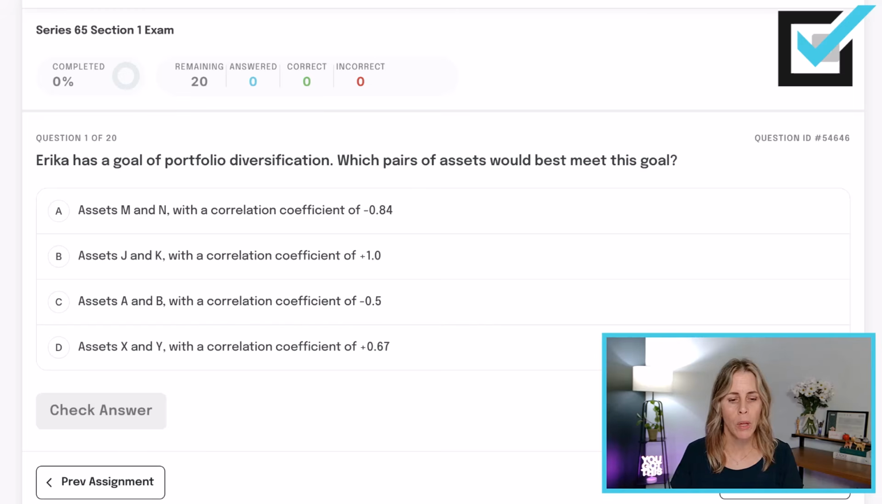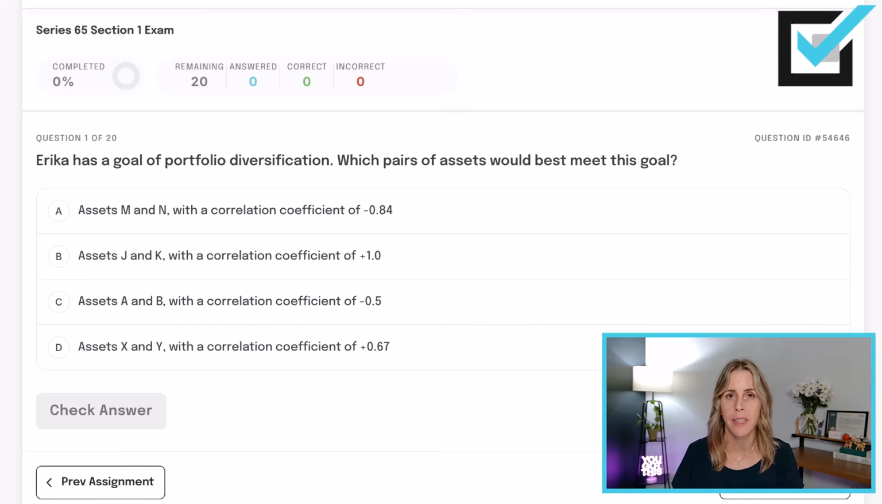Erica has a goal of portfolio diversification. Which pairs of assets would best meet this goal? Assets M and N with a correlation coefficient of negative 0.84. Assets J and K with a correlation coefficient of positive 1. Assets A and B with a correlation coefficient of negative 0.5, assets X and Y with a correlation coefficient of positive 0.67.